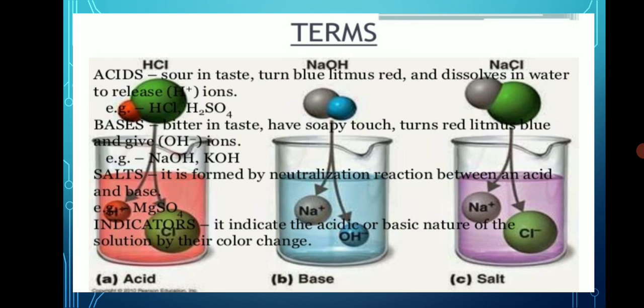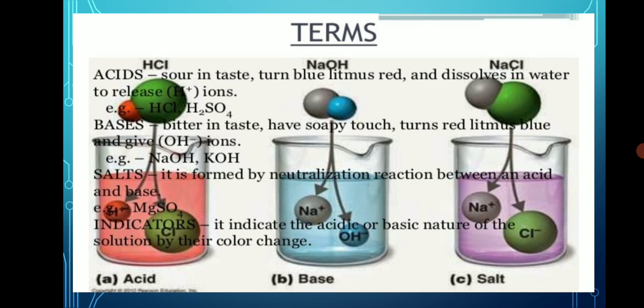Some materials like lemon, vinegar, and tamarind have a sour taste, and these materials taste sour due to the presence of chemicals called acids. So, as we know, acids are sour in taste. Beyond this, an acid can turn blue litmus paper red, and whenever it dissolves in water, it releases H+ ions.